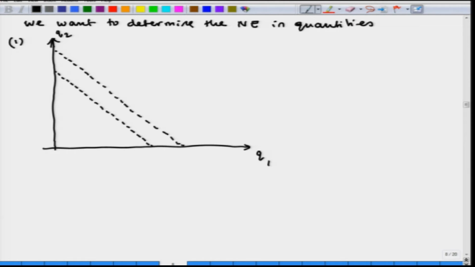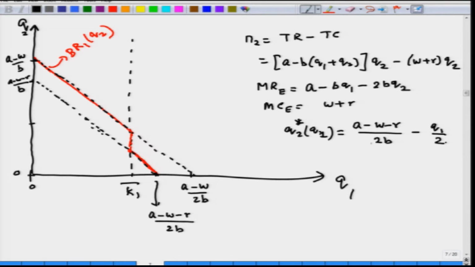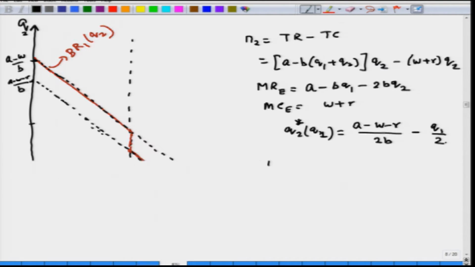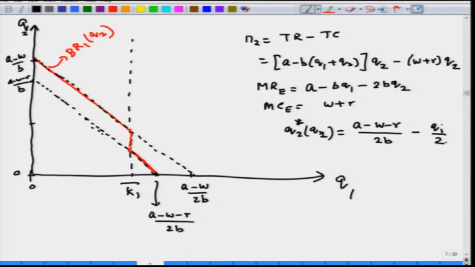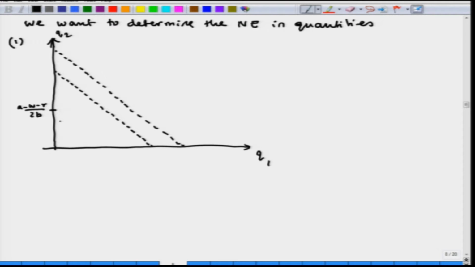So, in the first case we will take the kink and we are going to have firm 2's best response function, which is (A − W − R)/2B − Q1/2. So, when Q1 is 0, essentially this is (A − W − R)/2B, and when Q1 is equal to (A − W − R)/B, Q2 is essentially going to be equal to 0. So, this is, let us say, (A − W − R)/B.